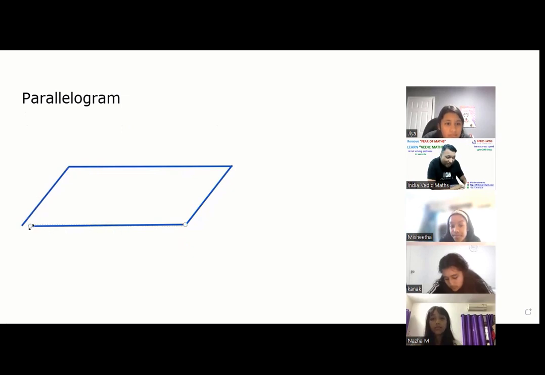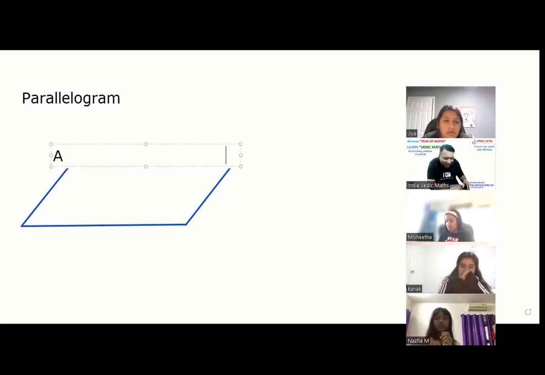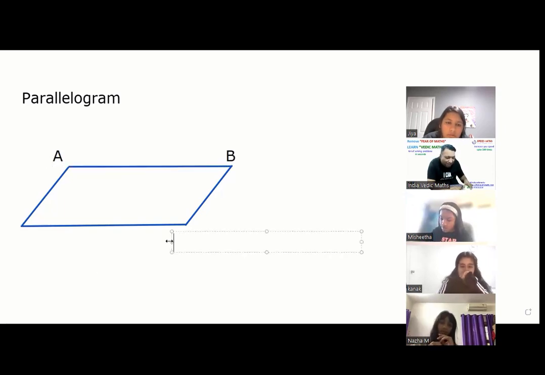But again, it's not very clear. Which two sides? The top sides? Okay, let me write. Okay, guys, you have to be technical. It's maths. Let's see. The parallelogram name is ABCD. Okay, so listen very carefully.